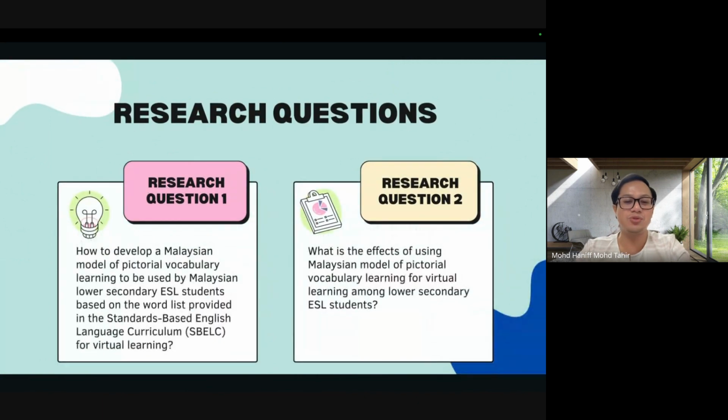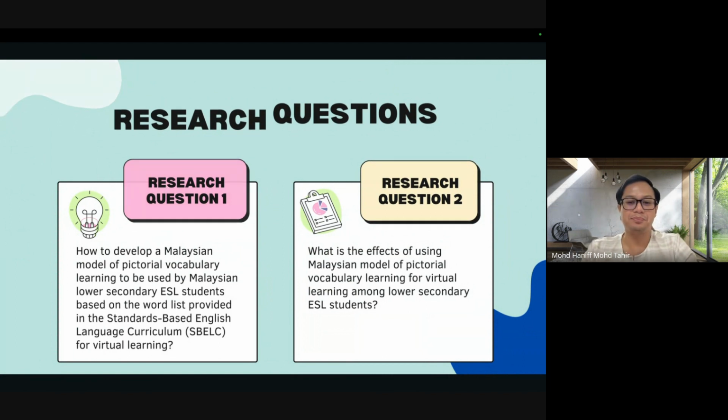Based on these two research objectives, these research questions have been developed. The first research question is how to develop a Malaysian model of pictorial vocabulary learning to be used by Malaysian lower secondary ESL students based on the word list provided in the SBELC for virtual learning. And the second research question is, what are the effects of using the Malaysian model of pictorial vocabulary learning for virtual learning among lower secondary ESL students?